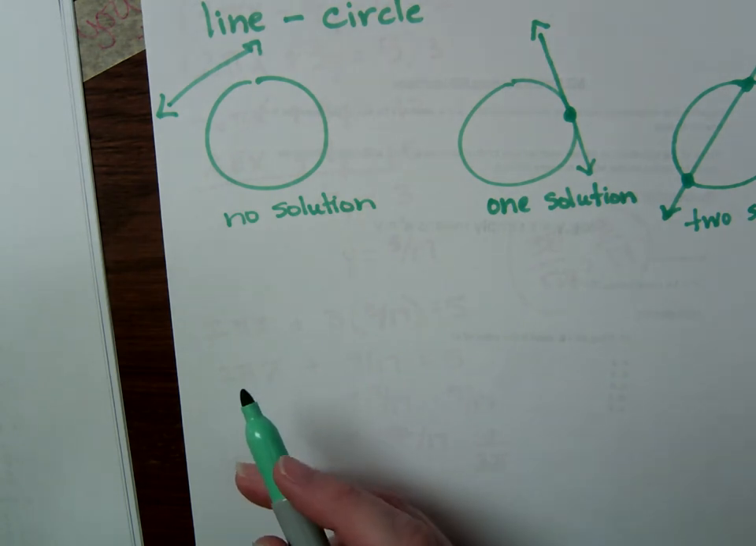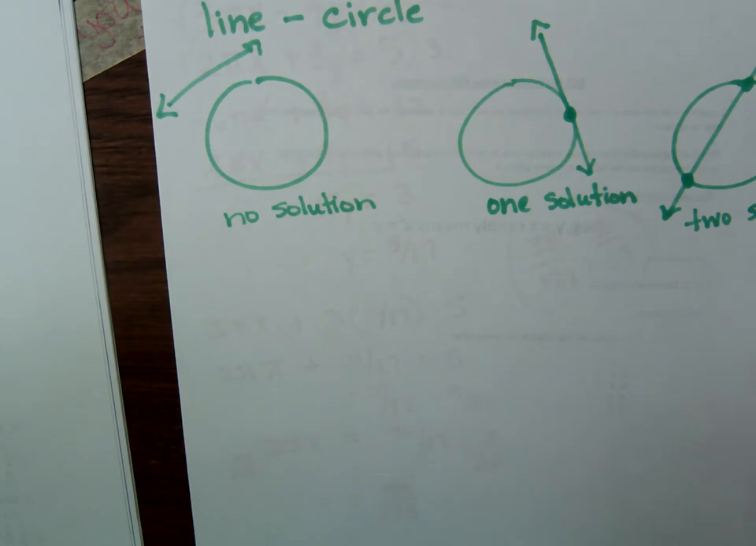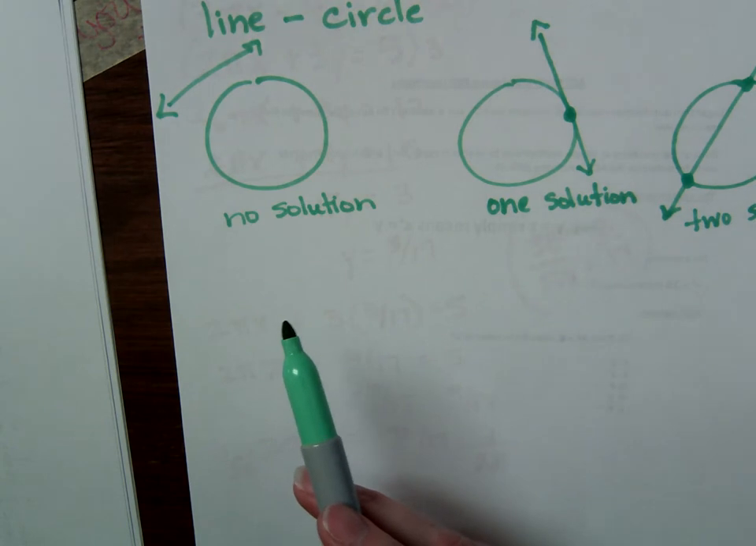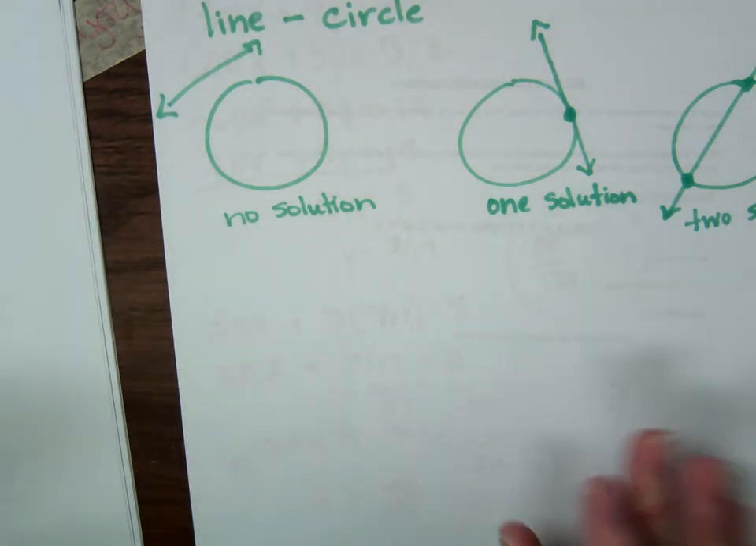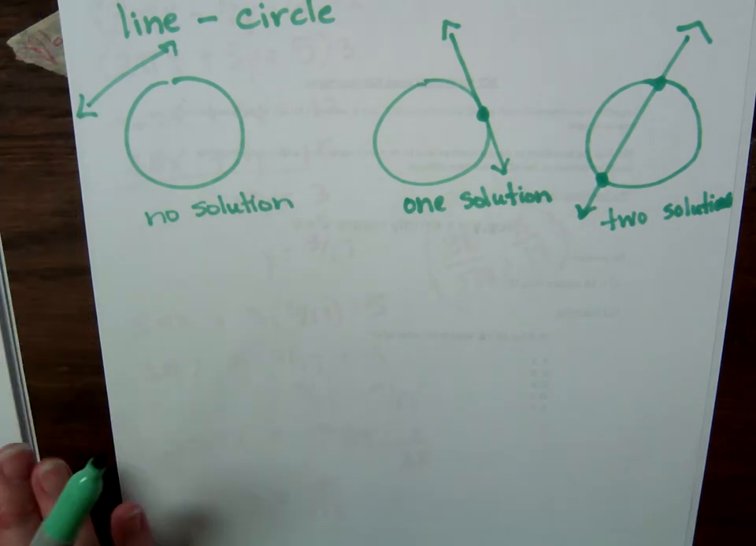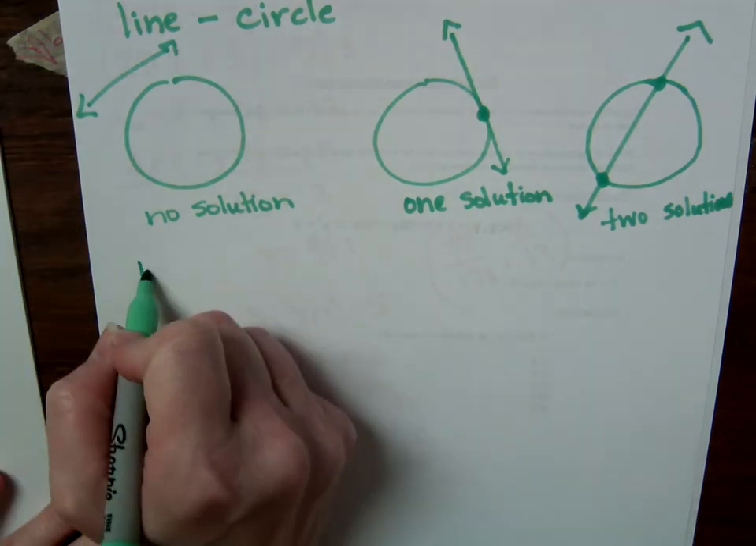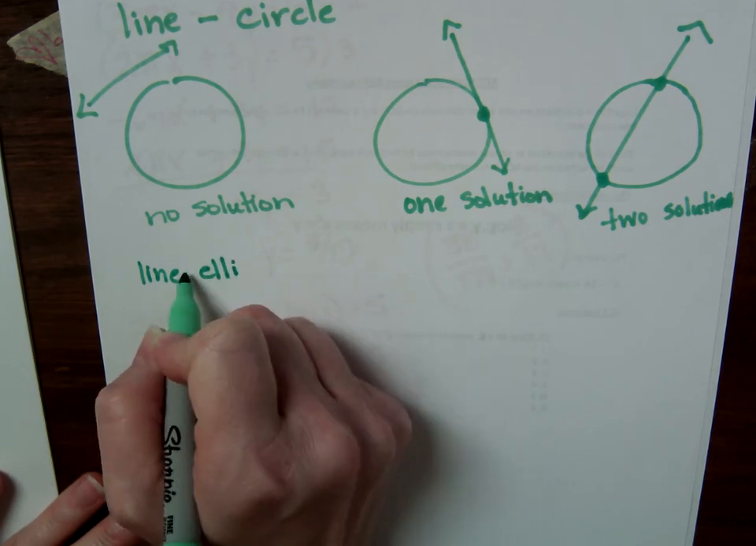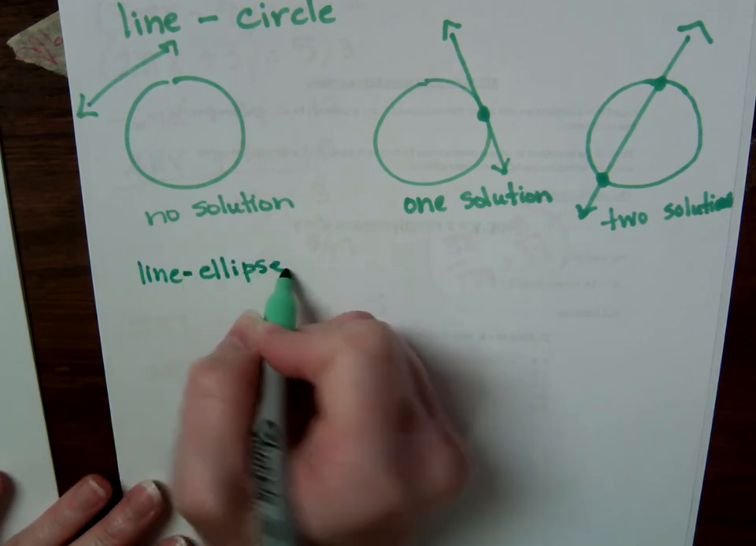Can it touch 3 times? No, it can't. Not unless that line somehow turns back, and then it's not a line anymore. So in our regular plane geometry, it can't have more than 2 solutions. And that would be the same for a line and an ellipse. A line, ellipse, it's going to be the same.